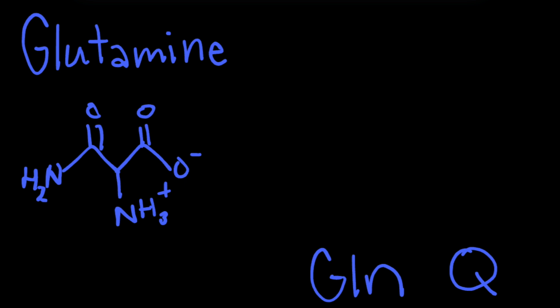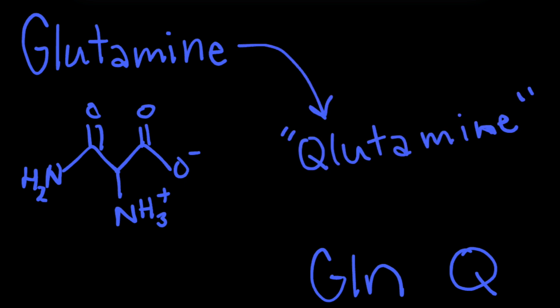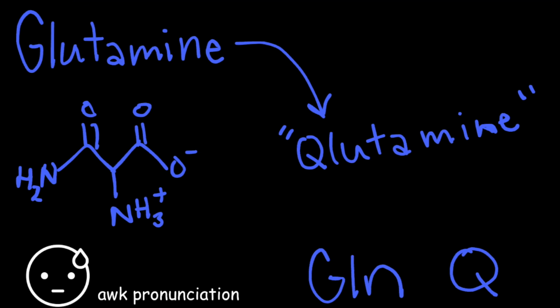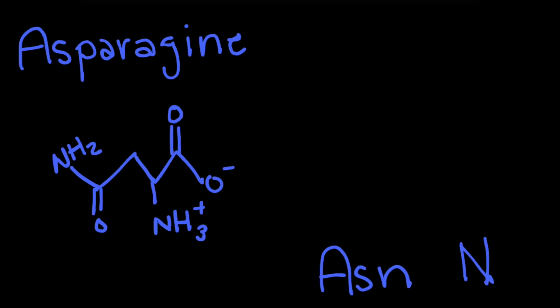This is glutamine. We couldn't use G because we used it for glycine, and you couldn't use GLU because you're going to use it for glutamic acid. Just remember Q, like glutamine. For asparagine, you're just going to have to really emphasize that N. Asparagine.